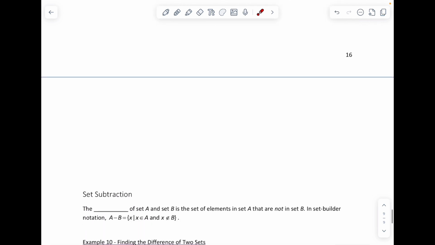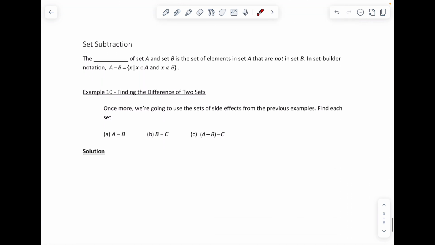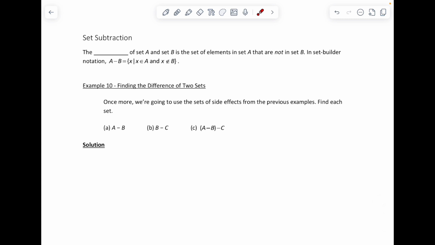I want to come down here. We're almost done with this video. It's getting kind of long. Just the last topic I want to go over here is set subtraction. The difference of set A and set B is the set of elements in set A that are not in set B. In set builder notation, we could say that A minus B is equal to all x such that x is an element of A and x is not an element of B.